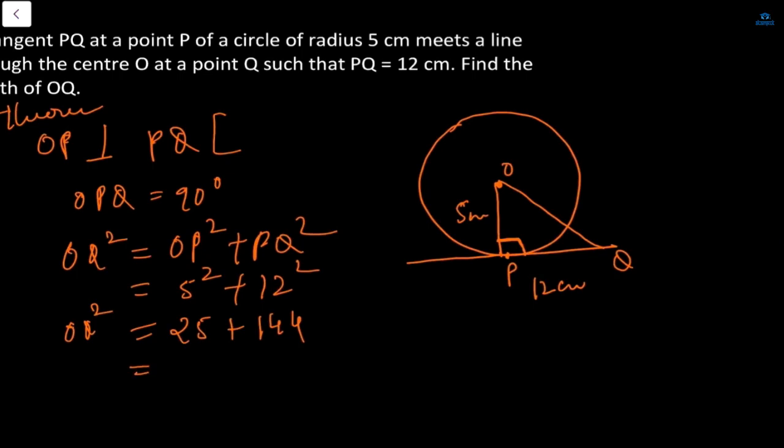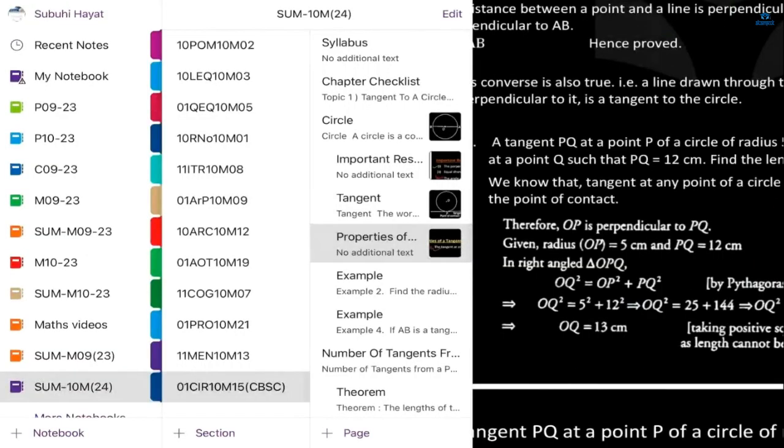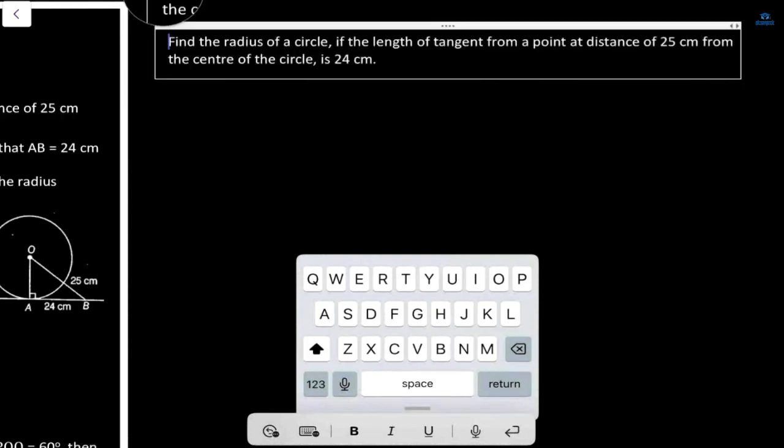13 you will get. Yes. Pythagorean triplet. Yeah, Pythagoras triplet. Try this also. First, let's draw the diagram.